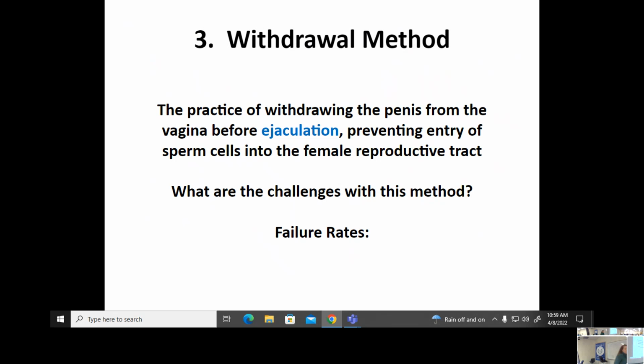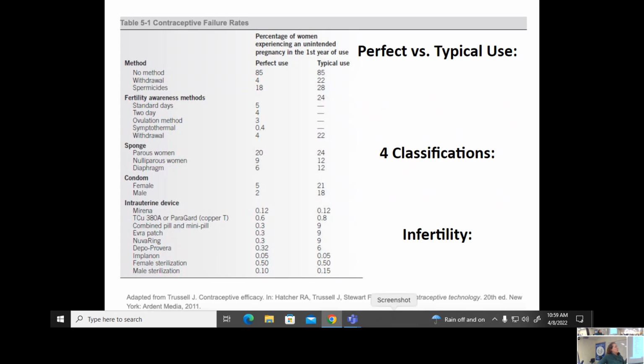So I have a space on here. Something I want you all to do is to go back to this chart and write down the failure rates of that method onto each one of these. So for fertility awareness, these are different subversions of that: standard day, 2-day ovulation, symptothermal. They're around a 4% failure rate if you are doing it perfectly. And they didn't put on here what the typical failure rate is for imperfect use, which is interesting. So we don't know. But if you do it super scientifically, it's a pretty good method.